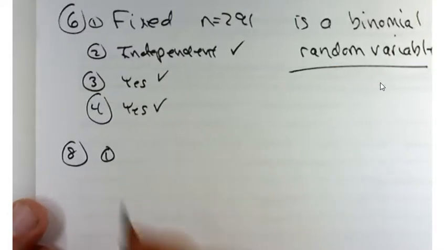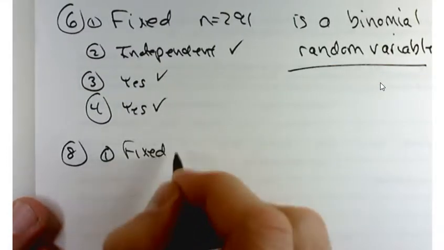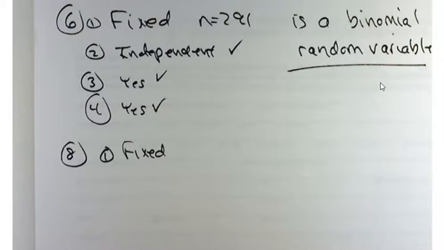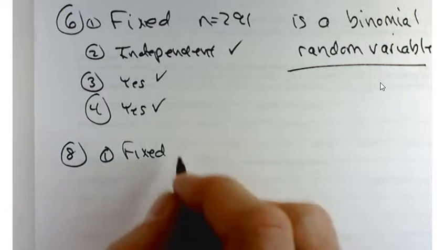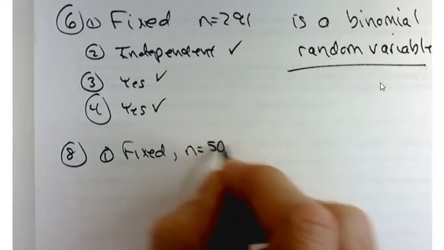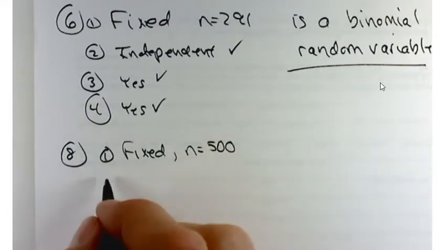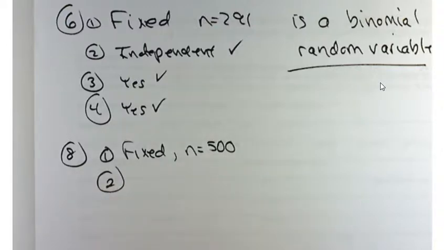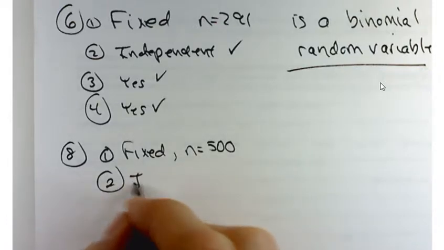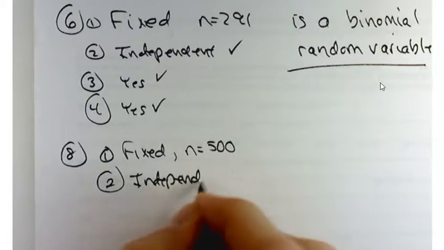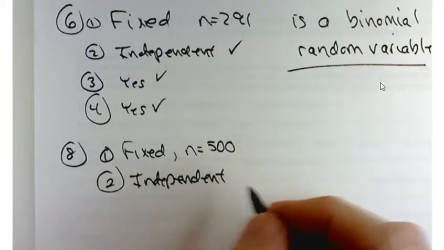So the first thing, are there a fixed number of trials? Yes. There was 500 smartphone users, so yeah, n equals 500. Are the trials independent? Yeah. If you're asking cell phone users at random, what do you think? Those opinions are going to be independent of one another. And I will have a little bit more to say about this later.